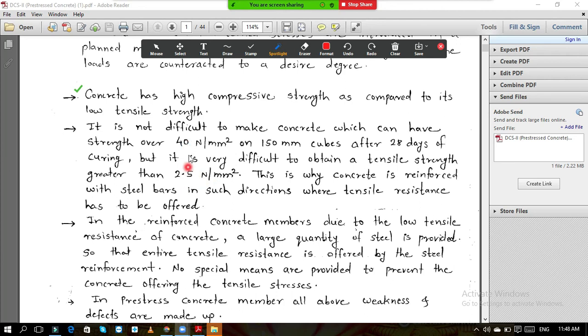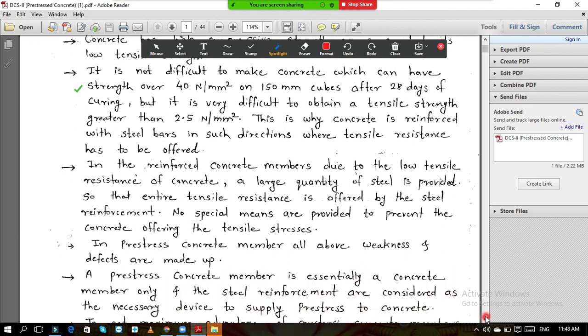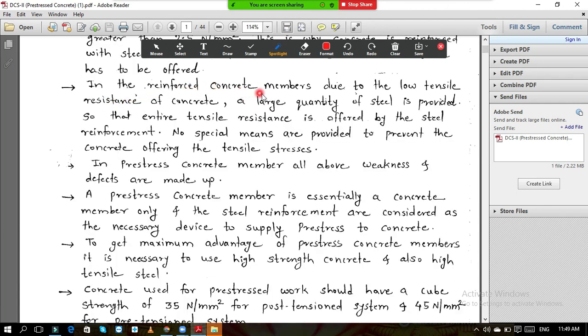See the difference between the figures 2.5 and 40. So this is why concrete is reinforced with steel bars in such directions where the tensile resistance has to be offered. That is why the steel is used with the concrete in any member. Okay, so now the next point is about reinforced concrete members.